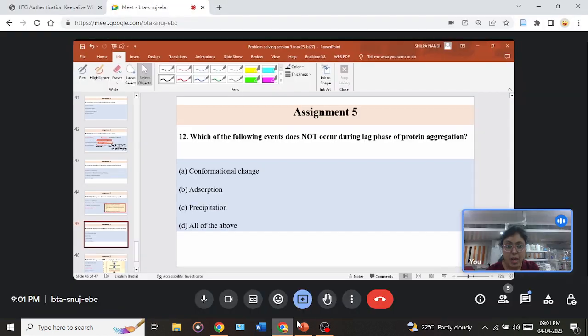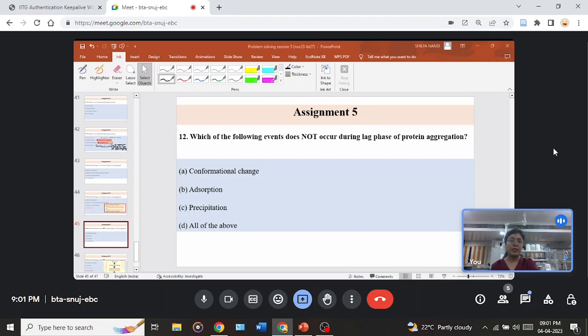Okay, so the last question we have is question number 12, which is: which of the following events does not occur during lag phase of protein aggregation. So you have to tell me which of the following events does not occur. So you have to look at the question very clearly. It is asking which of the events does not occur during lag phase of protein aggregation.